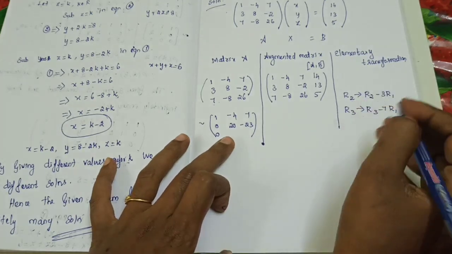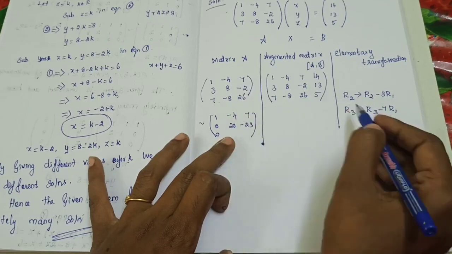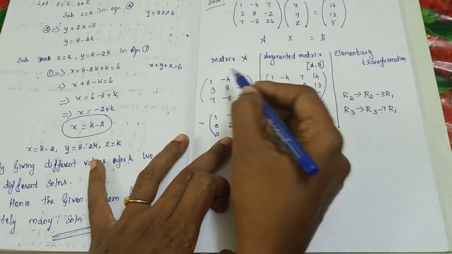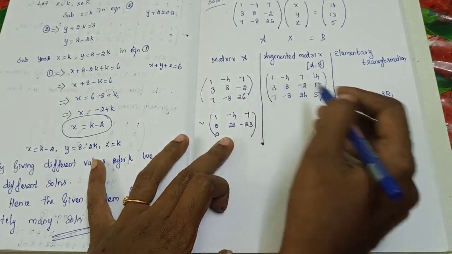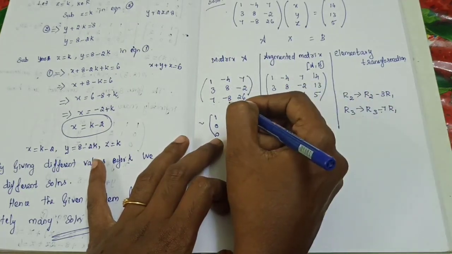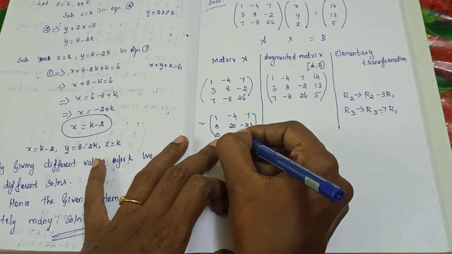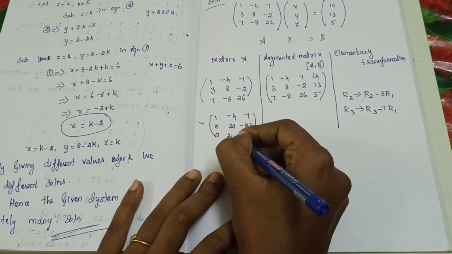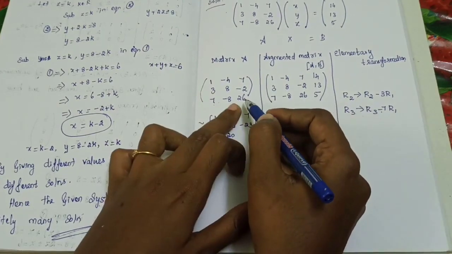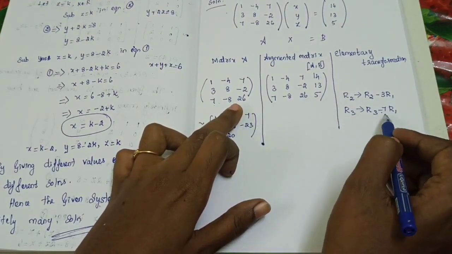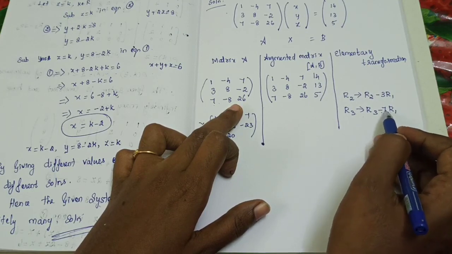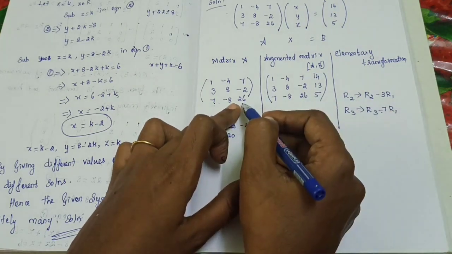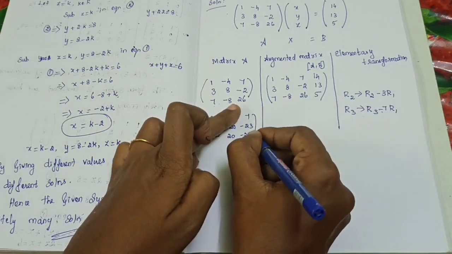If you can't find it here, you can do it in rough work. That is minus 8 minus 7 into minus 4. So minus 7 into minus 4 means plus. Is it right? So plus 28 minus 20, so we will get 20. Okay, next. Here it is 26. So 26 minus 7 into 7. So 7 into 7 is 49. Minus 49 plus 26, so you will get minus 23.